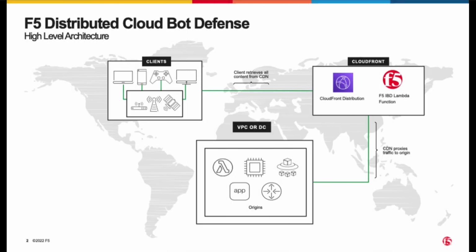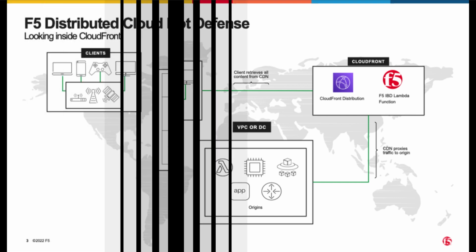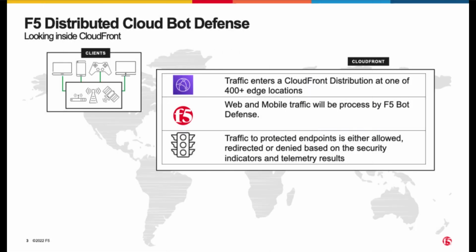First, let's take a look at a high-level architecture diagram of F5's Distributed Cloud Bot Defense with CloudFront. You'll notice the clients connecting to the CloudFront distribution, the CloudFront distribution taking an action, which is our Lambda function, and then after the decision from F5's Distributed Cloud Bot Defense, you either continue on to your origin or redirect or drop the traffic. What makes this such a powerful combination is the 400 plus edge locations for CloudFront distributions and F5's bot defense that covers both web and mobile traffic. And as I said earlier, allowed, redirected, or denied based on security indicators and telemetry results.